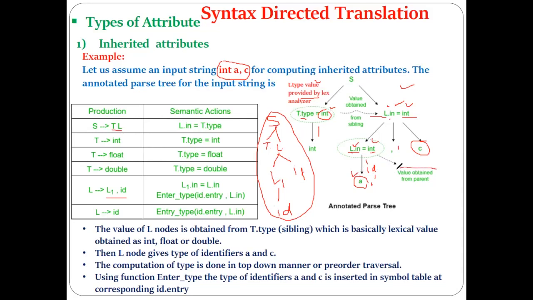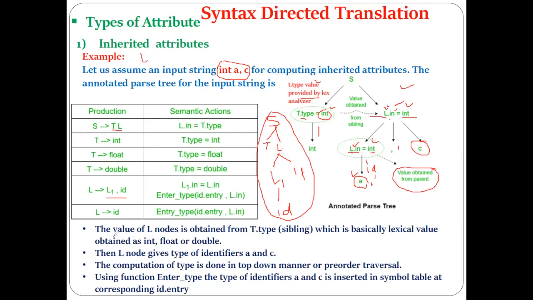So here I have written value obtained from the parent. This L.in obtains the value from the parent. This L.in as a child obtains the value from the parent L.in. Understood? So in this way, as you can see here, if a particular node attribute obtains the value from its parent or the sibling, that is called the inherited attribute.